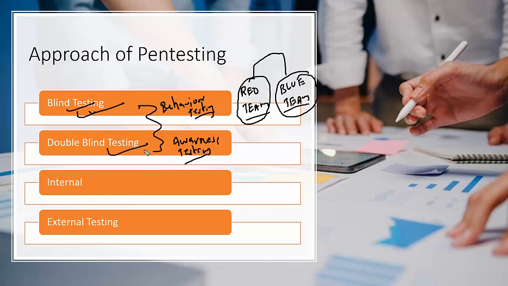Second is called a double blind test. In a double blind test, we don't share any information even with the blue team.